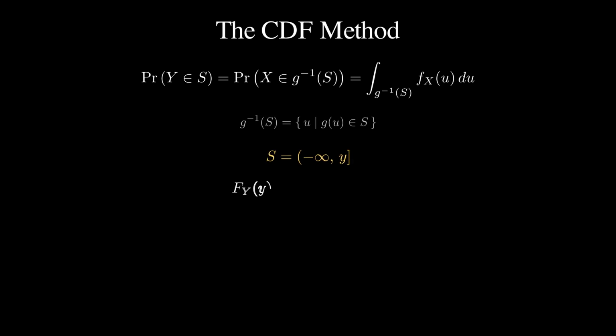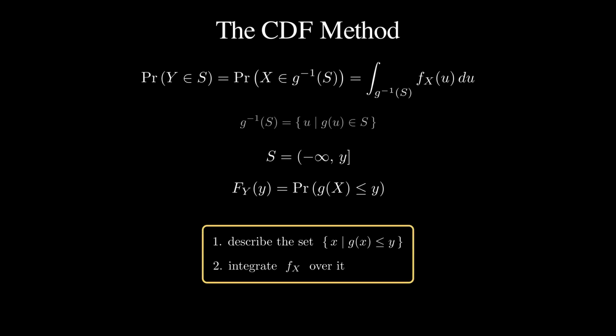Now specialize. Take S to be the half-line at or below y. Then the event y in S is the event g of x at most y, and its probability is, by definition, the CDF of y at y. So the recipe has two lines. First, describe the event g of x at most y as a set of x values. Second, integrate the density of x over that set. Every derived distribution in this chapter starts from these two lines.